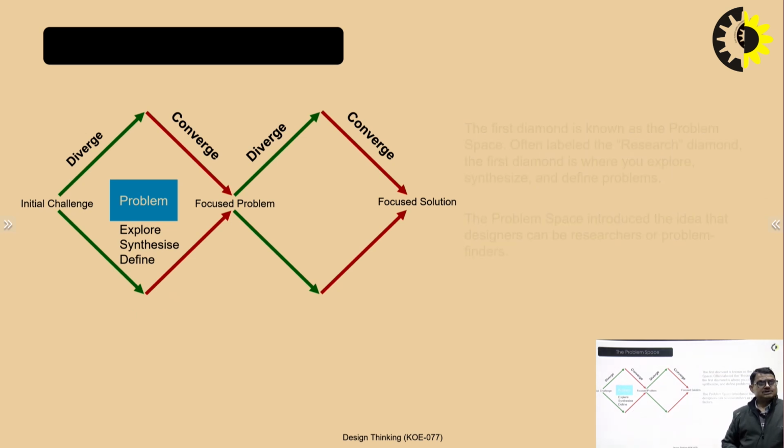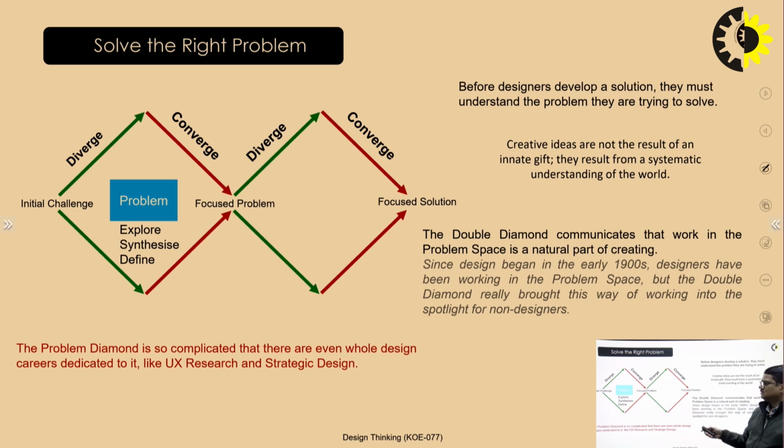So, now let us quickly move to the further part of that problem space. The problem diamond is so complicated that there are even whole design careers dedicated to it, like UX research or strategic design. These are very popular careers even in 2025. These careers depend on or relate to the first diamond of this particular approach or process, that is the problem space, right?